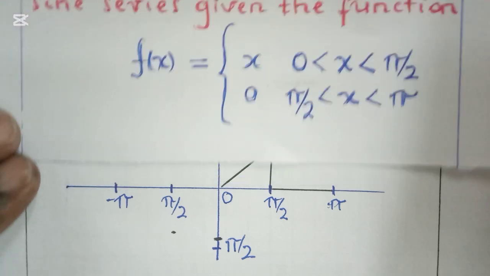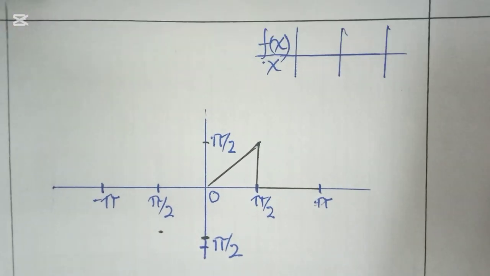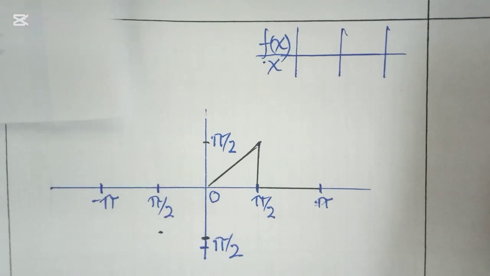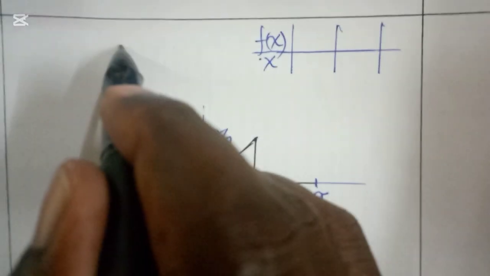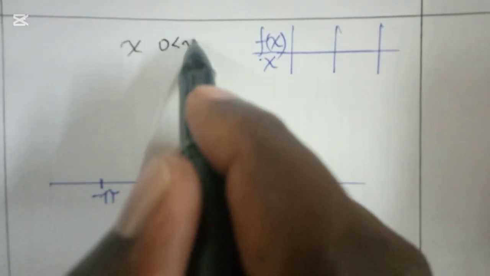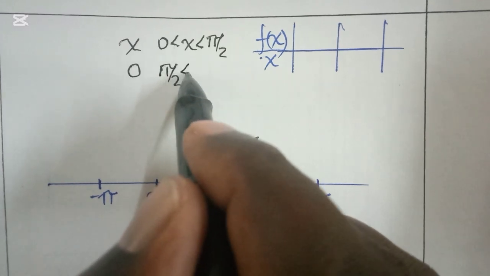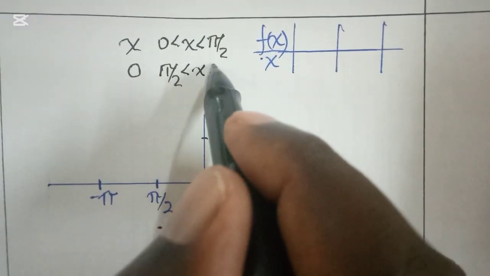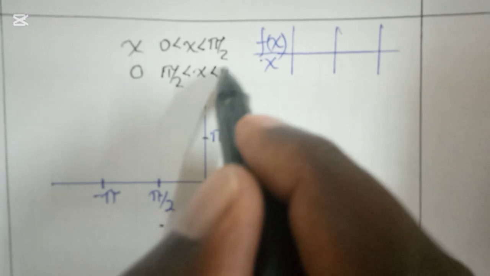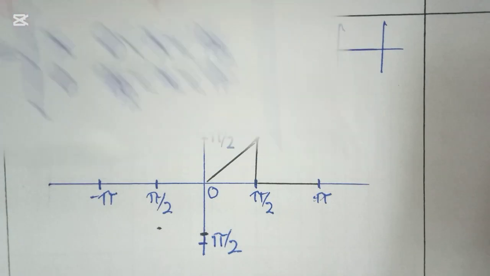Guys, I have already drawn the diagram here, as you can see, because we are looking at f(x) equals x between 0 and pi over 2, and 0 between pi over 2 and pi, like that. So this is what we are looking for, guys, as you can see here.